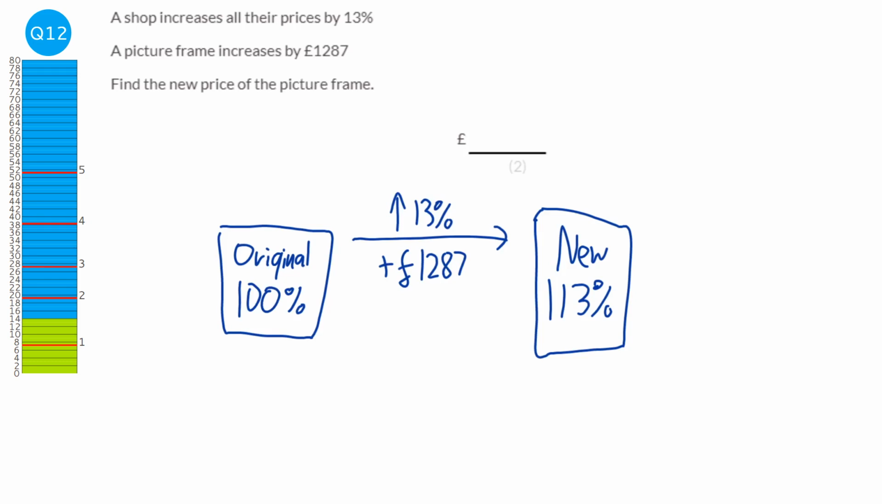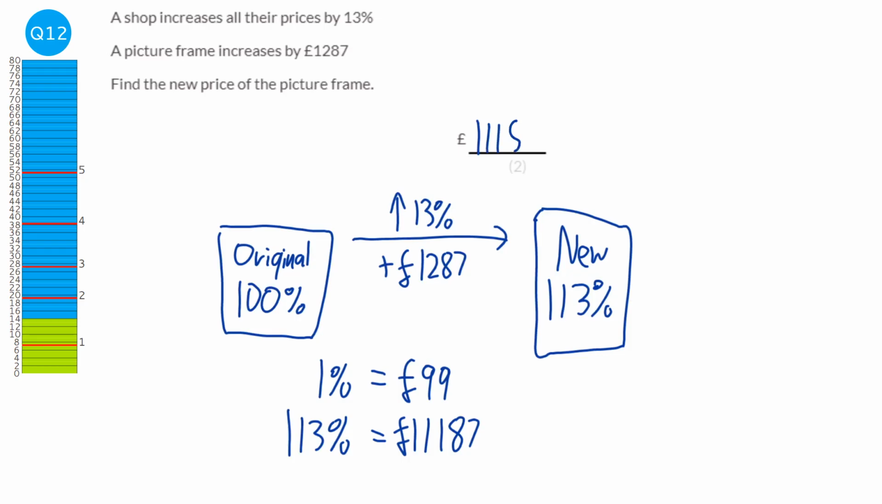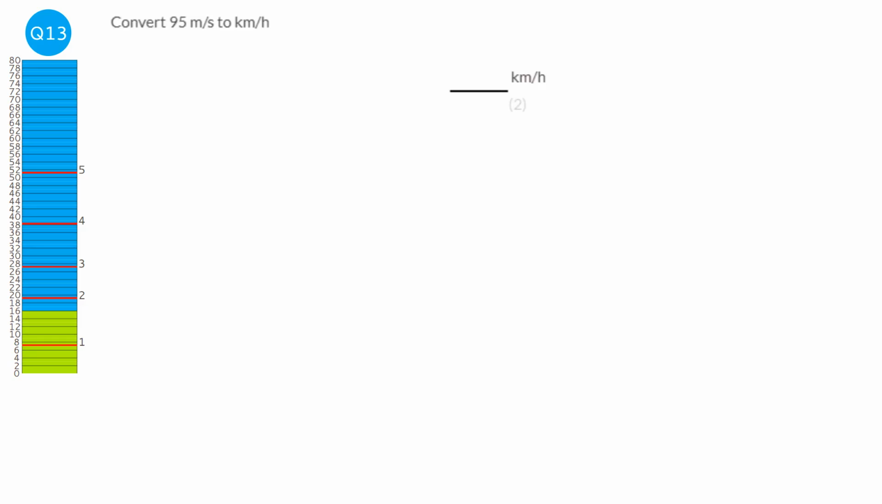So what we're going to do is work out what 1% of the price is, instead of 13%. We do that by dividing the amount by 13, and we get 99. So 1% of the original represents £99. But the new amount is 113%, so we need to times the £99 by 113, which gives us £11,187. So the picture is now worth £11,187.